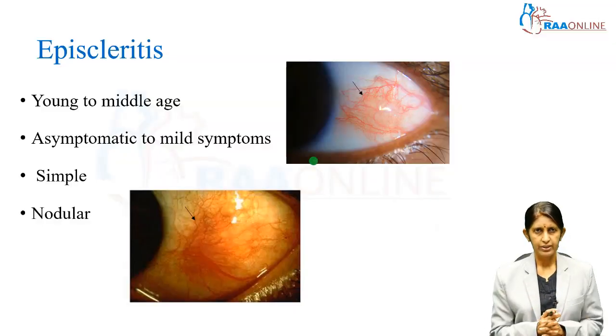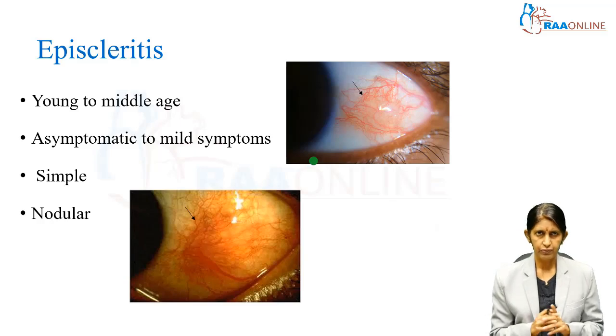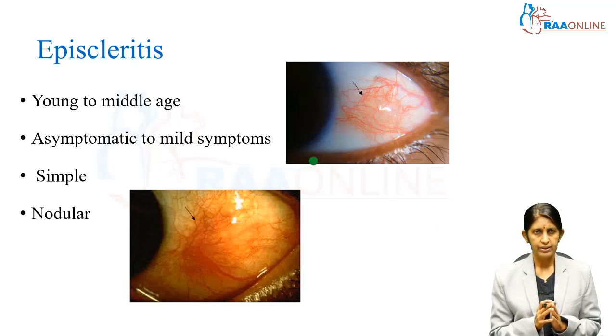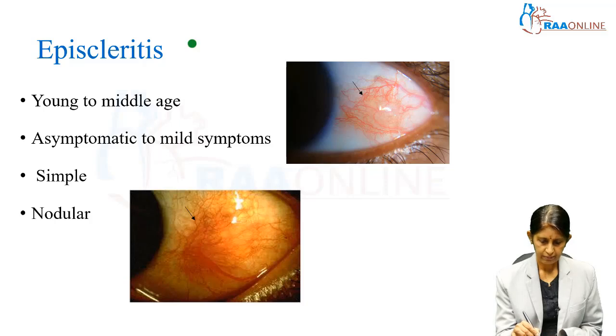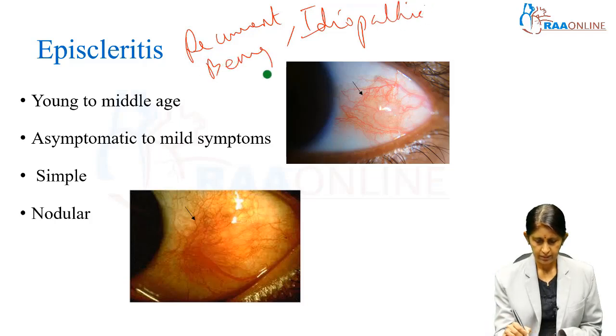So that's episcleritis for you. You can see that there are two types of episcleritis. First of all, we need to know that it is a disease which can be recurrent, it is idiopathic in the majority of patients, it is benign, and it can be bilateral.